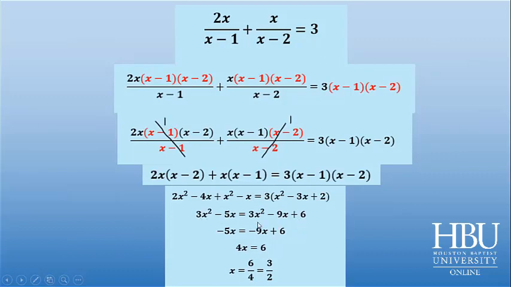If I subtract 3x squared from both sides of the equation, I'm left with minus 5x equals minus 9x plus 6. Adding 9x to both sides of the equation gives me 4x is 6. And dividing by 4 gives me x is 6/4, which is the same thing as 3/2.